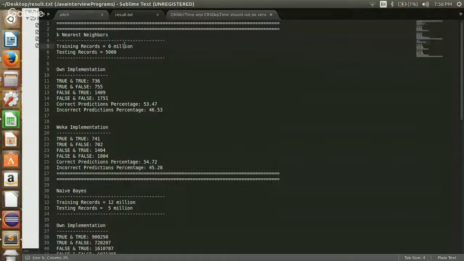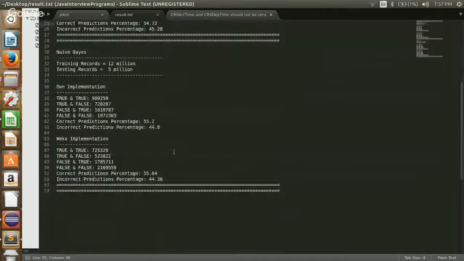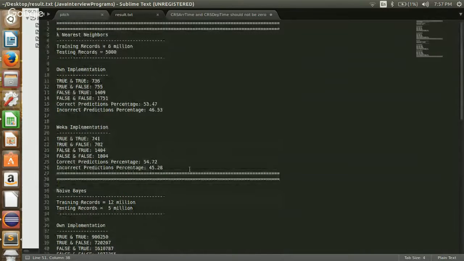For K nearest neighbors with 6 million training records and 5,000 testing records, we are getting an accuracy of 53%, whereas Weka is giving 54% for the same features and the same number of records. For the naive Bayes classifier, we are using 12 million records with 5 million testing records, and we are getting an accuracy of 55% on our own implementation, and Weka is giving 55% again. So our implementation is quite close to the Weka implementation.